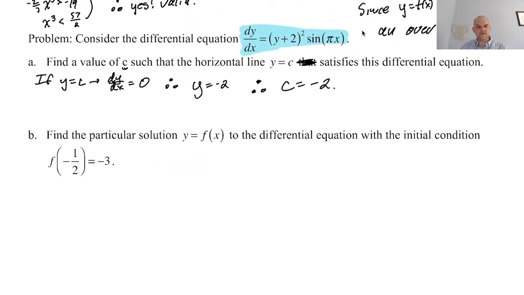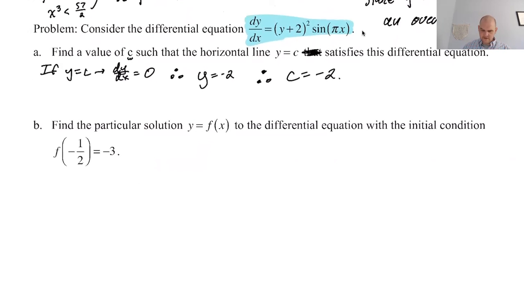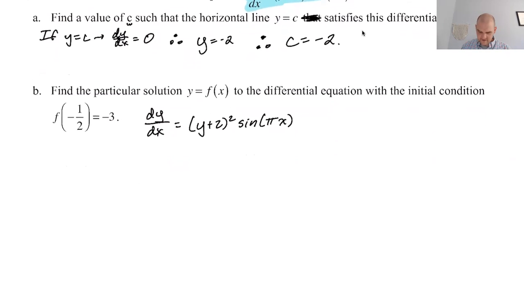All right, and then find the particular solution, y equals f of x, to the differential equation with the initial condition f of -1/2 equals -3. All right, let's do it. So I think I should write the differential equation, dy/dx equals the quantity y plus 2 squared, sine of pi x. The first step is to write the problem correctly. If you don't write it correctly, it doesn't matter what you do. All right, we got this.